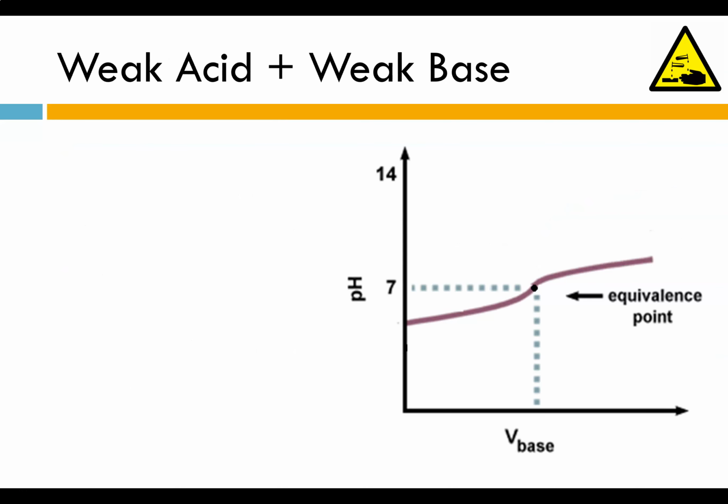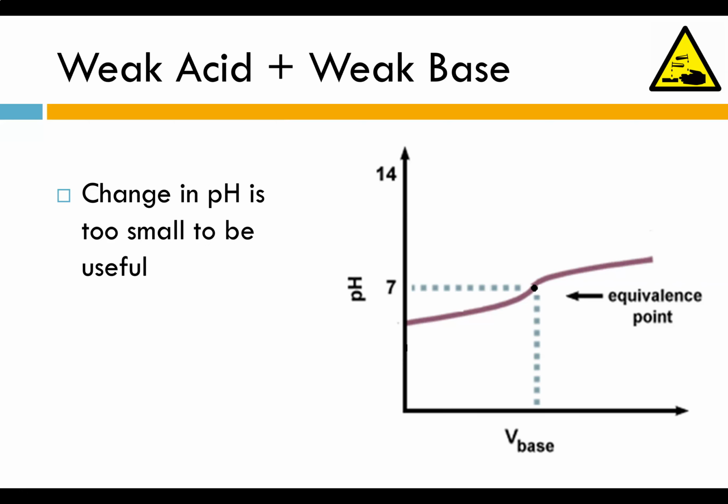So you might be thinking, okay, so we've looked at strong and strong, strong with weak. What happens if you've got weak with weak? This is the type of titration curve that you would expect to see for a weak acid and a weak base. Not a whole lot really going on there. We don't see that big change in pH the way we did for the other combinations. And it's for this reason that we don't titrate weak acids with weak bases. The change in pH is just too small to be useful.